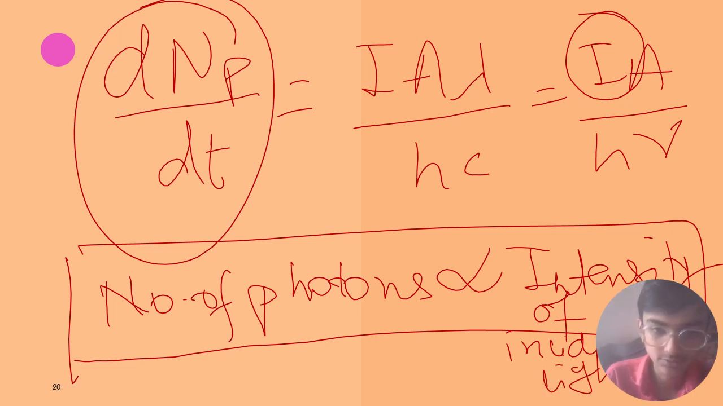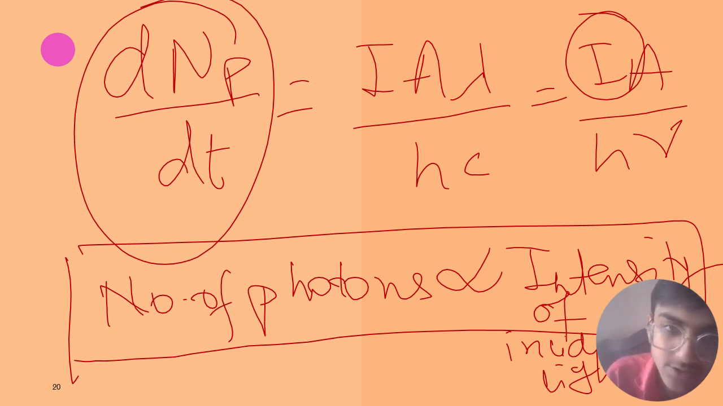Fine. This is the essence of the number of photons. So this is your concept of the number of photons per unit time. Okay. Fine.